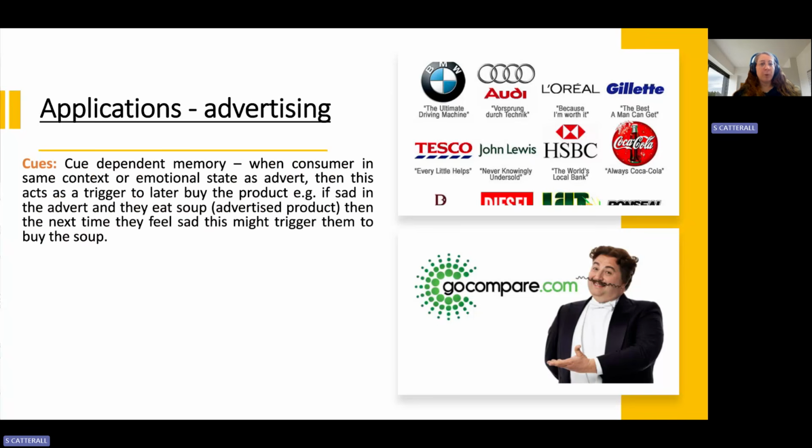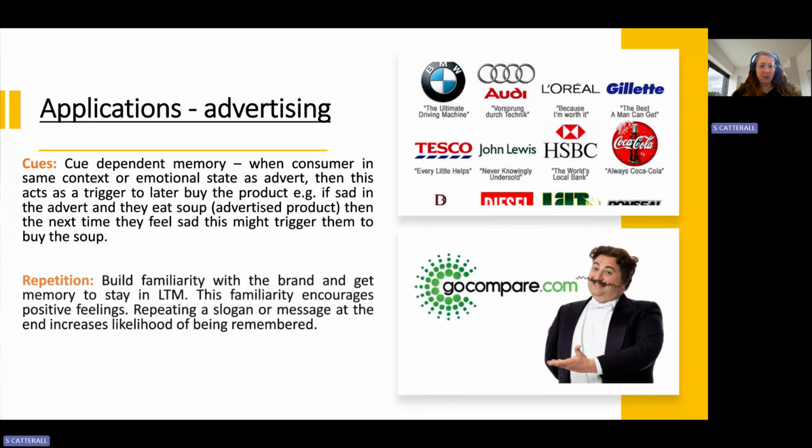So in adverts, you probably want to put some cues in to make them memorable. So for example, Gillette has got the best a man can get. That's the slogan. L'Oreal, because I'm worth it. We've got HSBC, the world's local bank. Tesco, every little helps.